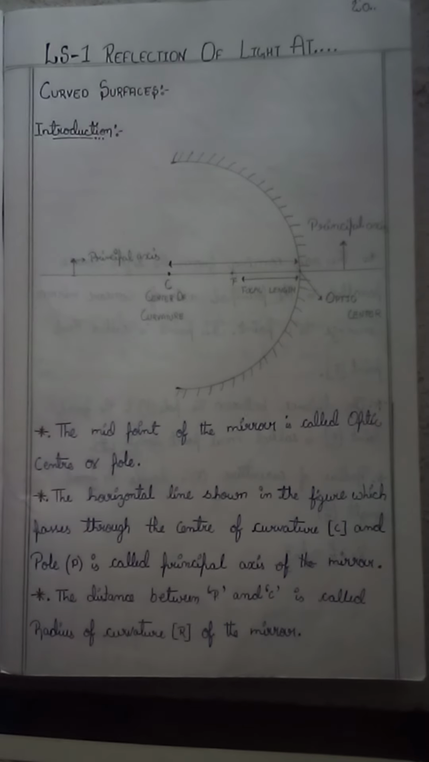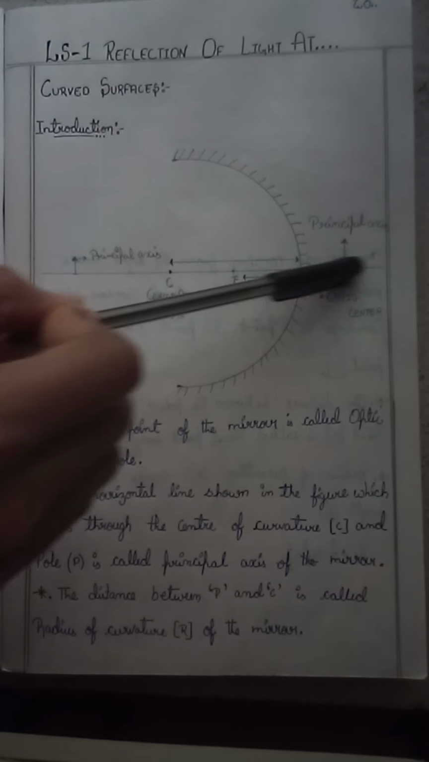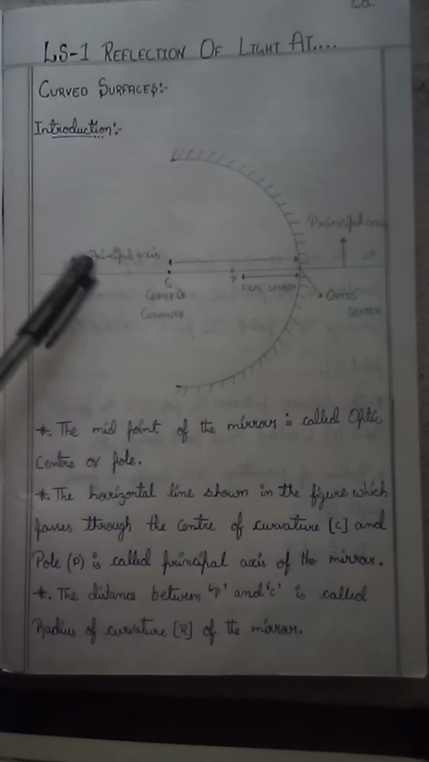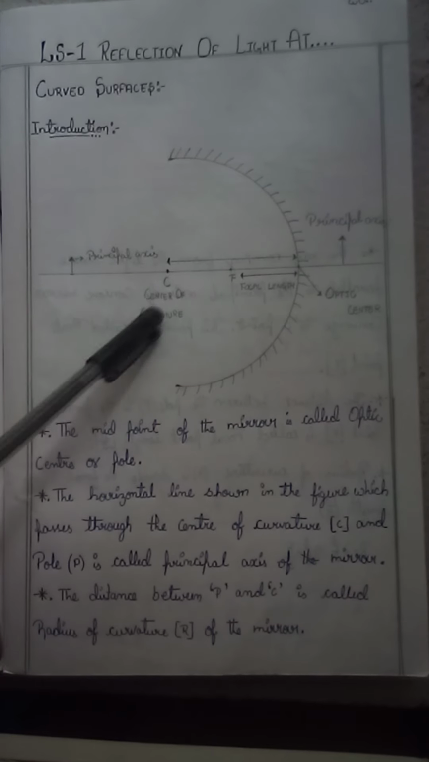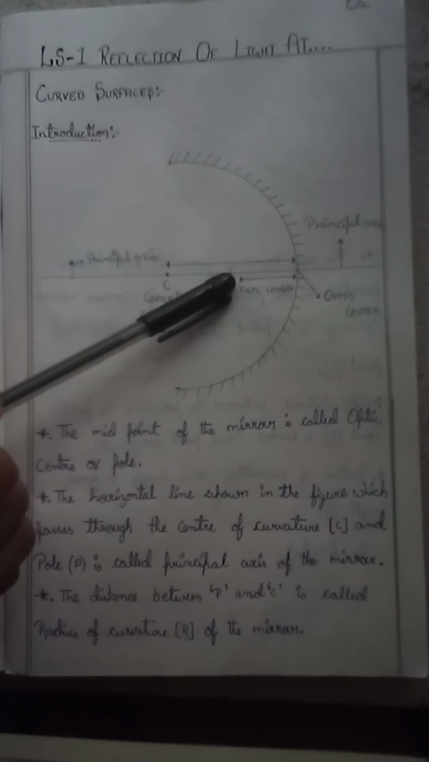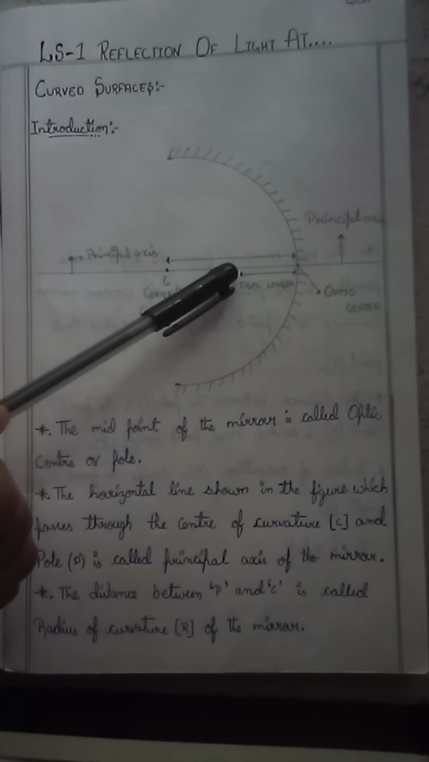Let's start the subject. This is called the principal axis, this is the center of curvature, this is the focal point, this is the focal length, and this is the radius of curvature. From P, the pole, to the center of curvature is the radius of curvature, and from the pole to the focal point is called the focal length. The pole is also called the optic center. The midpoint of the mirror is called the optic center or pole.